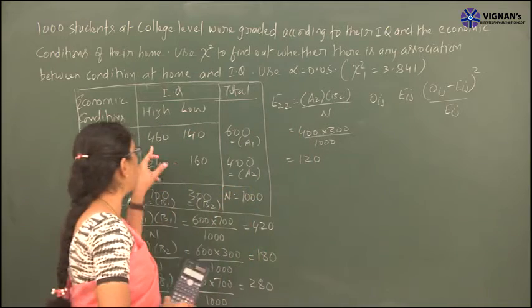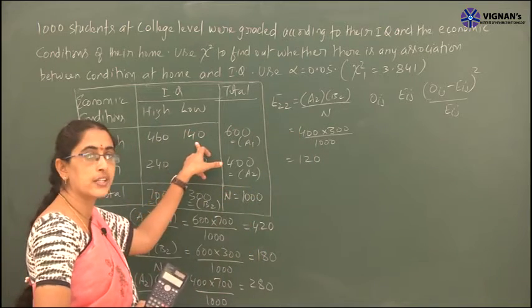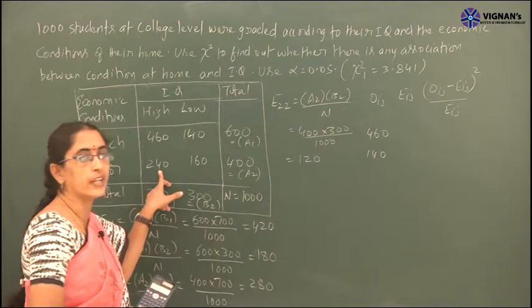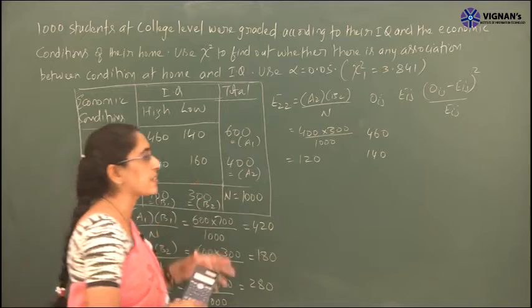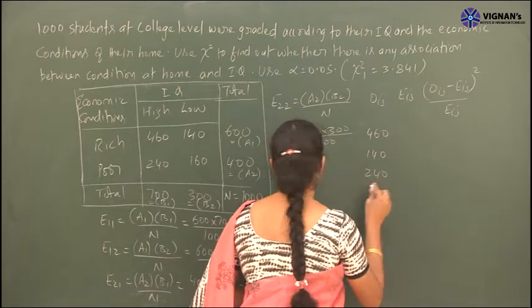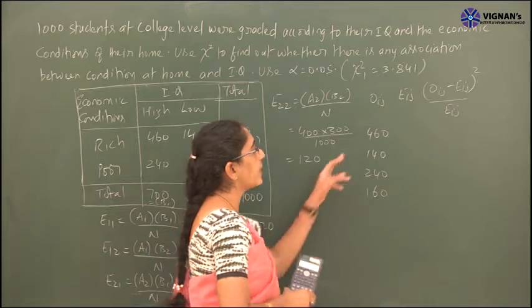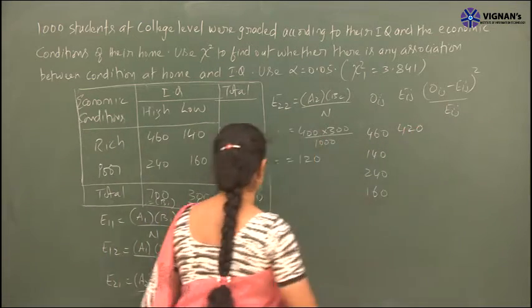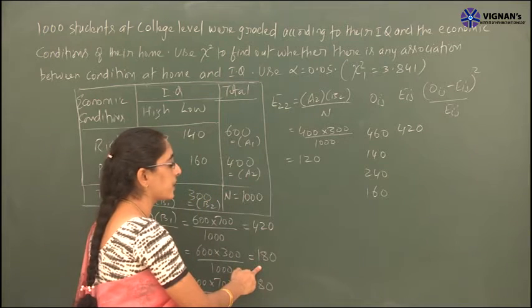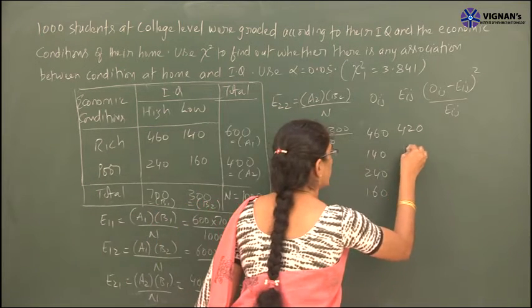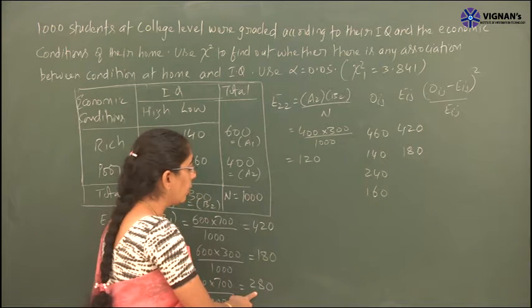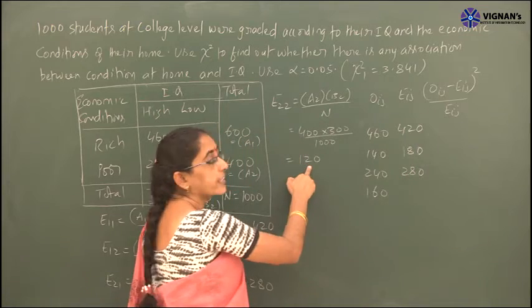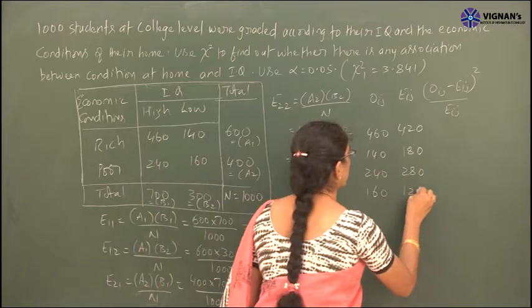When I am considering the formula directly here, Oij means O11, that is 460, O12 is 140. Similarly O21 means 240, O22 means 160. Now for the corresponding O11 the expected frequency is 420. Next for O12, the expected frequency is 180. Then for O21, the expected frequency is 280. And for O22, the expected frequency is 120.